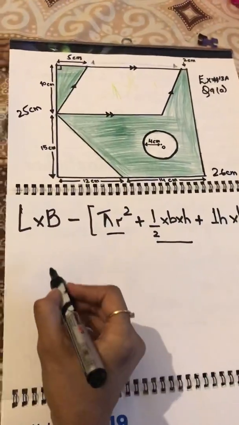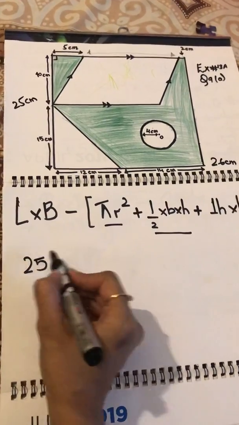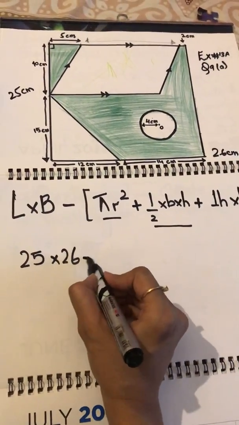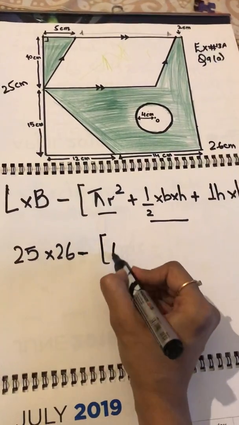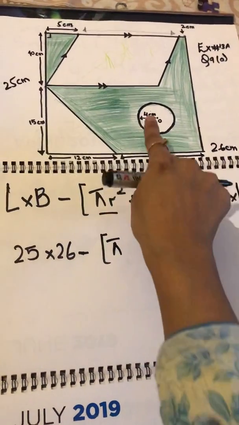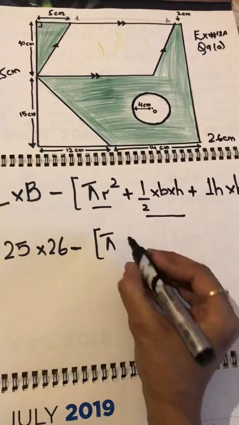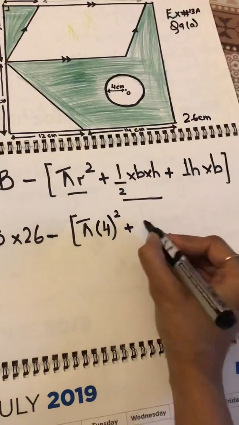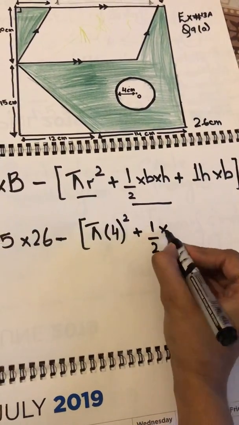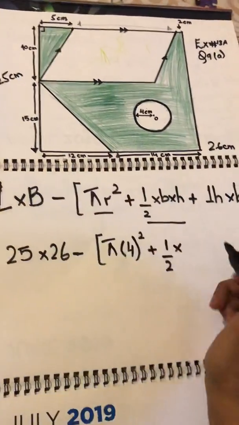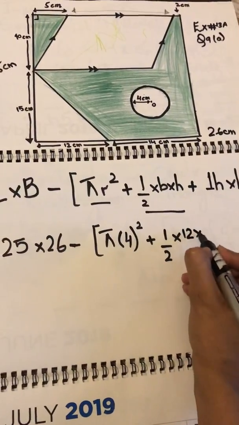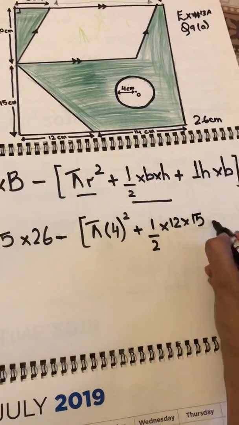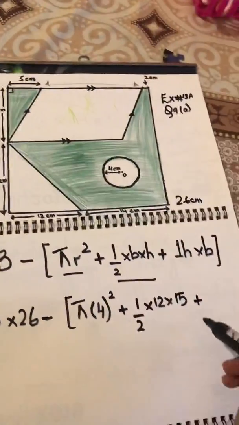Now the length of the rectangle is 25 and the breadth of the rectangle is 26. We have this, and we minus it. Now pi. What is the radius of the circle? That's 4. So 4 squared, plus. Now half. What is the base of the triangle? That's 12. And what's the height of the triangle? That's 15. Great. Now what's the perpendicular height of the parallelogram?